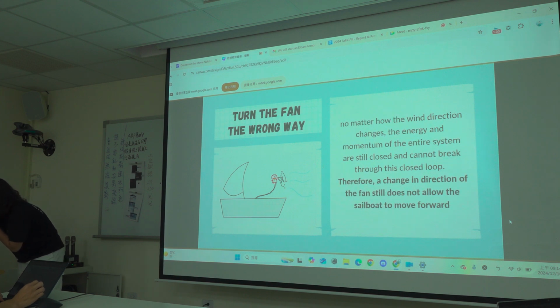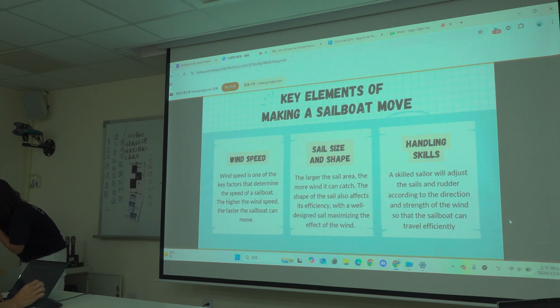No matter how the wind direction changes, the energy and motor of the entire system are still closed and cannot break through this closed loop. Therefore, a change in direction of the fan still doesn't allow the sail ball to move forward. There are three key elements of making a sail ball move: wind speed, sail size and shape, and the handling scales. And wind speed is one of the key factors that determine the speed of the sail balls.